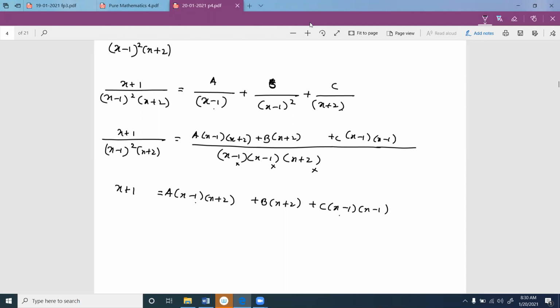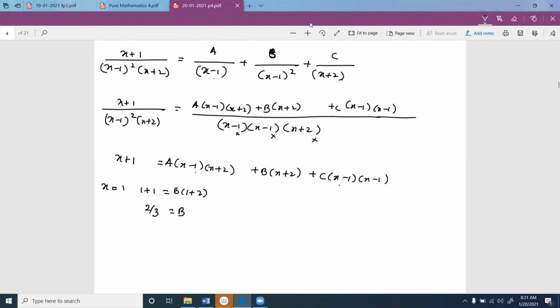Then I can just put x equals 1. Then what do you get? 1 plus 1 is equal to, here it turns out to be 0. Here also it turns out to be 0. So you can say B times 1 plus 2. So it turns out B is equal to 2 over 3. Right? Okay.